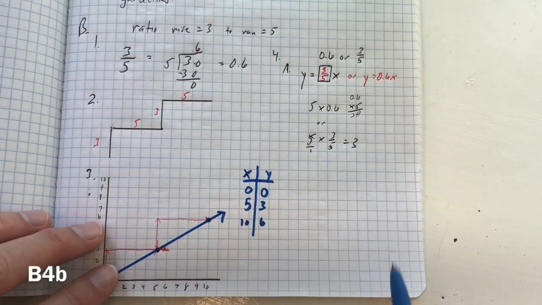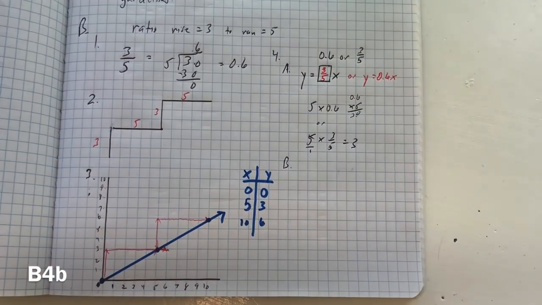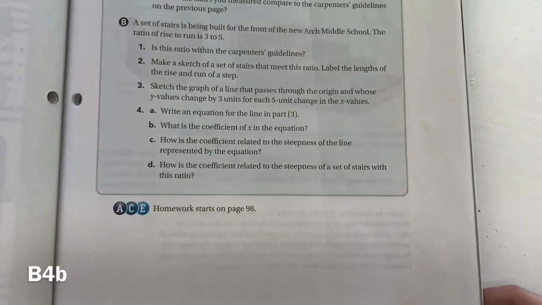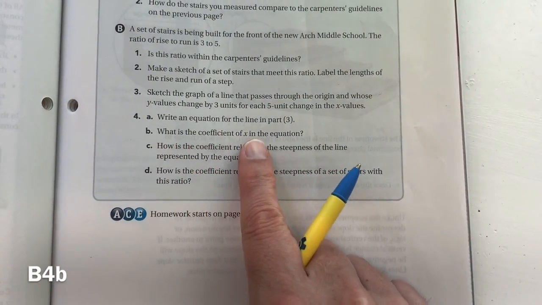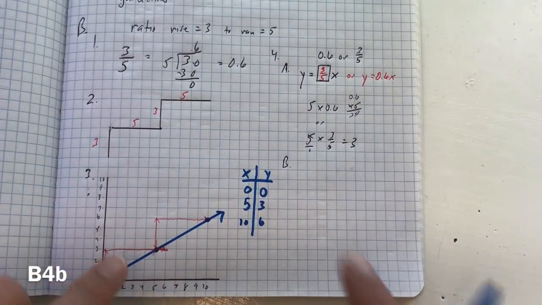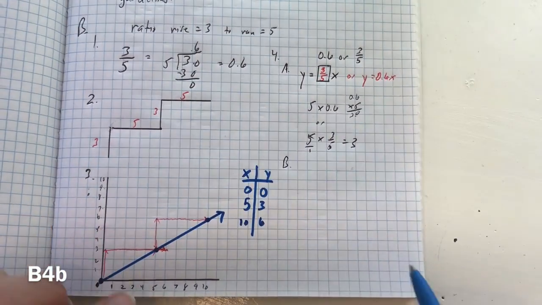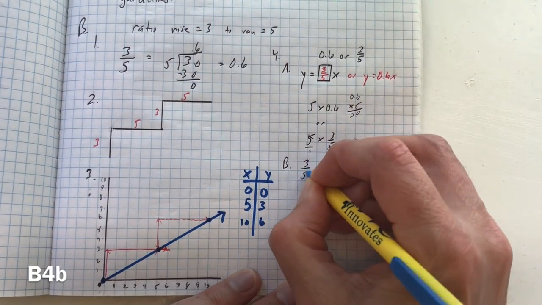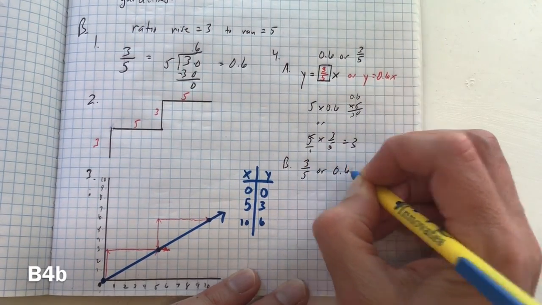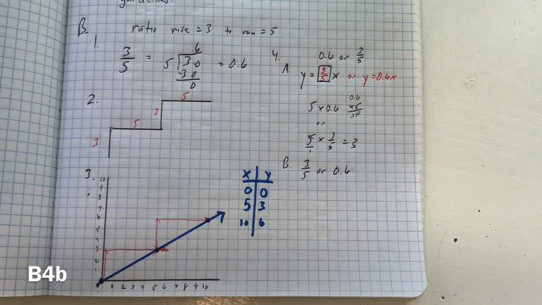So actually that was part A. Now we're looking at part B. Part B says, what is the coefficient of x in the equation? Well, that means what's going with that x, what is right there with it. So we have, again, the 3/5 or 0.6. That's the coefficient that's with the x.